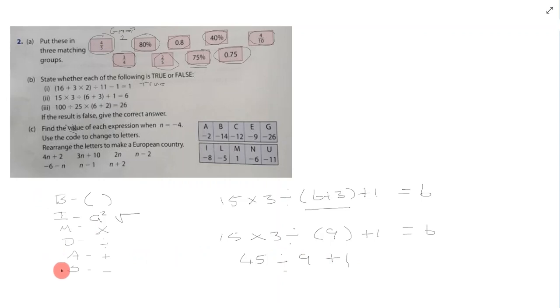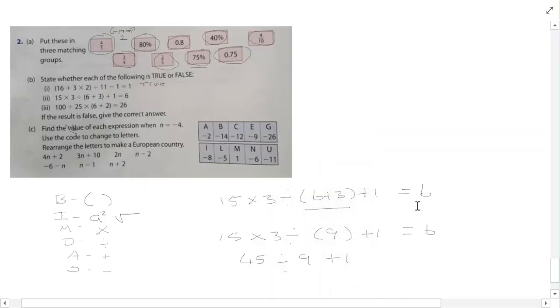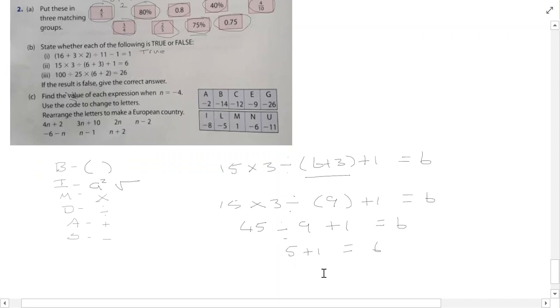Again, we use BIMDAS. BIMDAS tells us that we should be doing the division first. So we take our 45 and divide it by 9 first. 45 divided by 9 is equal to 5. So this will be 5 plus 1, which is equal to 6. The last operation we do is adding the 5 and 1 together. So 6 is equal to 6. Therefore, this second one is true as well. Okay, so that's that one.